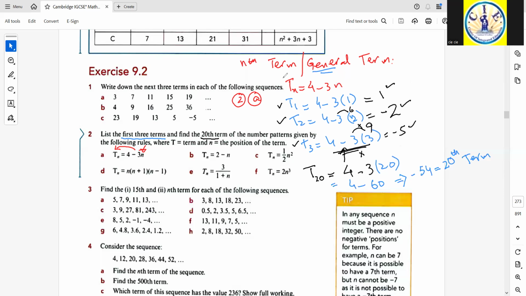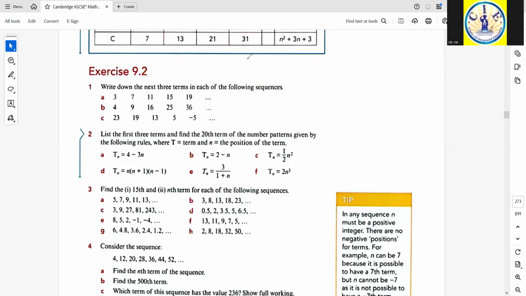Okay, so that was part A. Now we can start doing part B. Tn is given to be 2 minus n. For the first term, obviously we need to replace n with 1, then T2, 2 minus 2, and then T3, 2 minus 3. So whatever the results are, those will be respectively the answers to term 1, term 2, and term 3. 2 minus 1 is positive 1. Then 2 minus 2 is 0. And 2 minus 3 is -1.